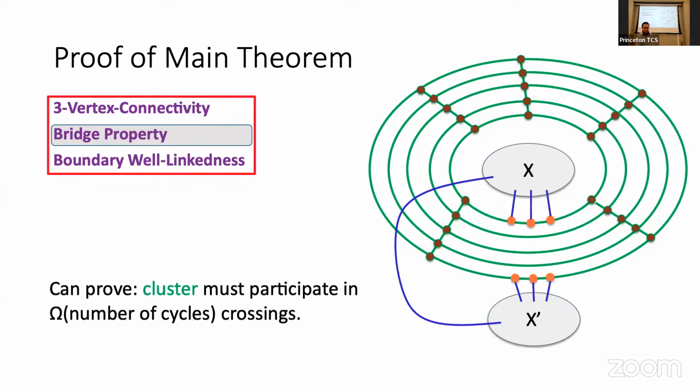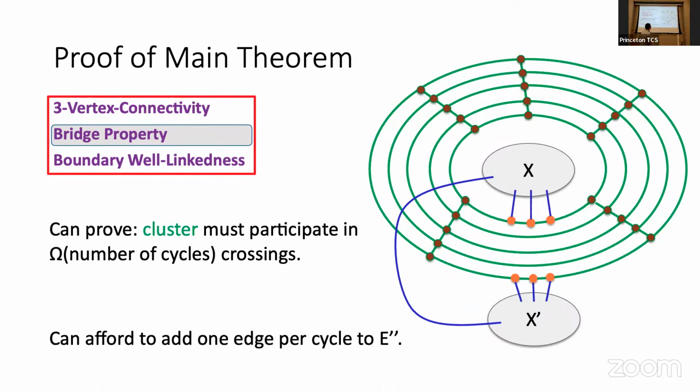But in this case, we can show that we can now afford to delete one edge per cycle. Because if such a structure exists, then we can show that no matter how they're drawn, they have to incur at least like the number of cycle crossings. And now we can afford to do that. This is by strong planarity and three vertex connectivity. Without them, we cannot show this. This structure is already very bad, no matter how we draw it. So this is the idea of getting a second property.